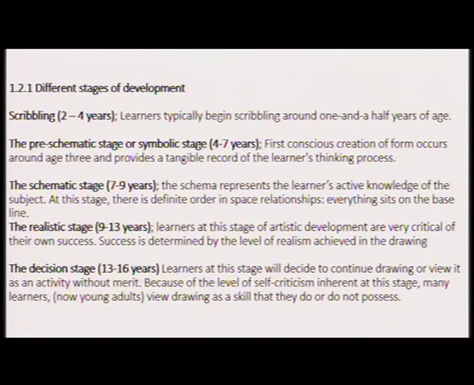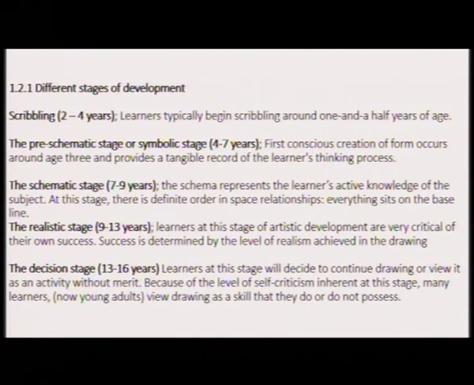Stage 3 advances from the pre-semantic stage, which is the second stage, and this is called the semantic stage. It's between 7 and 9 years. This presents the learner's active knowledge of the subject. At this stage, there is a definite order in space and relationship, and every content in the artwork sits on a basement. So that means drawings are not in the air; they are seated on the basement.